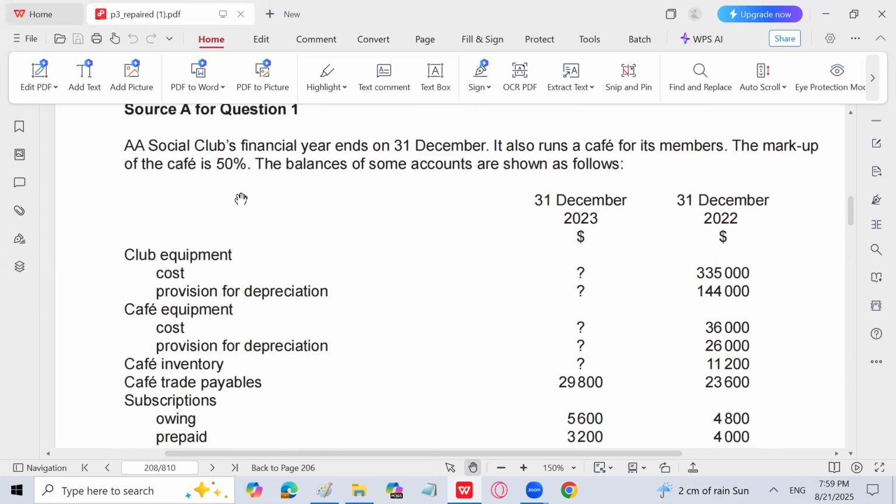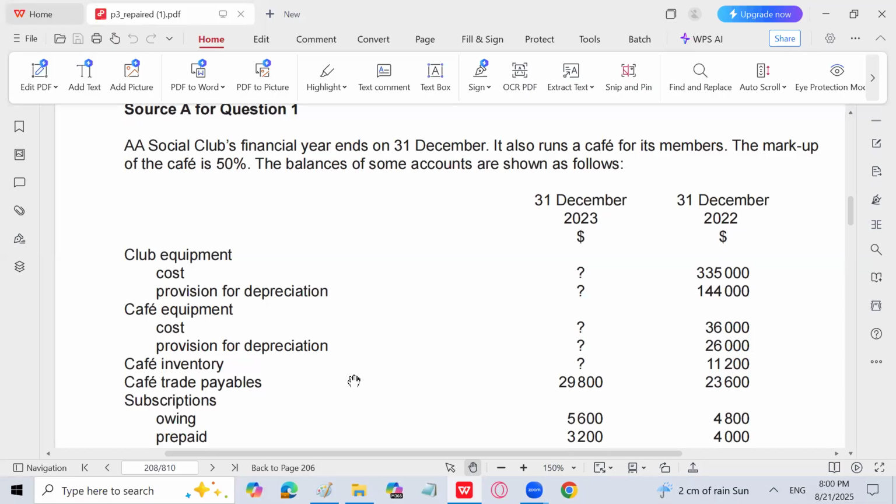And then we go reverse to find any missing figure, which in this question, if you see, is cafe inventory. Cafe inventory opening at 31st December 2022 is 11,200, and the closing at 2023 is not given. Why? Because markup is given in the question. We will calculate gross profit directly, and then go reverse to find the missing figure of cafe inventory at the end. Number two, sir, why will a cafe trading account be prepared? We know that if opening and closing inventory is given in the question, we have to prepare a cafe trading account.